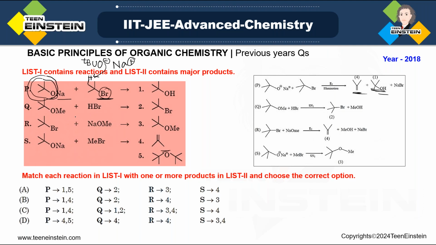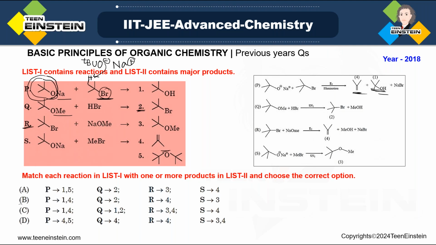Now from the second one, OMe treated with HBr, what will happen here? This OMe is replaced by Br. So it is simply a substitution reaction, so it is matching with 2. So P-1, 4, Q-2, so option B is matching, but we'll also see the other two.